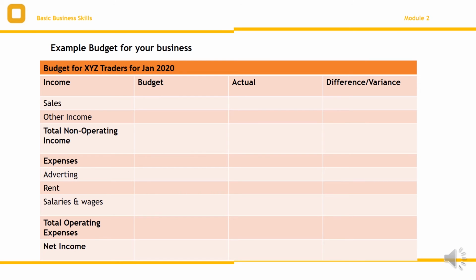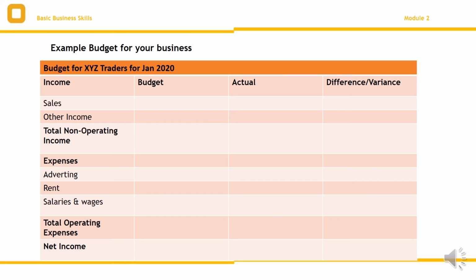This is an example of a budget that you can prepare for your business. So when we prepare a budget, you can prepare a monthly budget. Within your budget, you will have a section that will detail your income being your sales or other income. And then you'd also need to budget for your expenses. So you'd list the various expenses that you have within the organization.